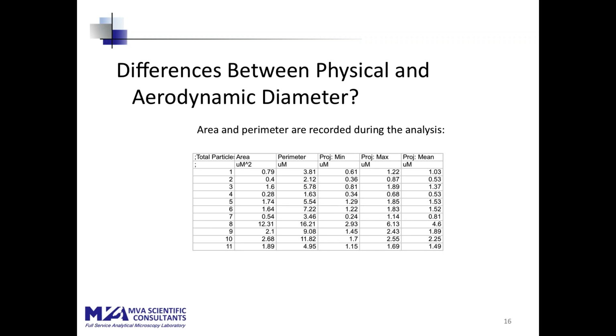We also needed the perimeter of the particles and their projected area. Those two parameters are recorded during the particle analysis by the software, or by the human if a human is doing it. So you can measure the perimeter and you can measure the area. So we have everything that we need to go into that equation to convert geometric diameter to aerodynamic diameter.